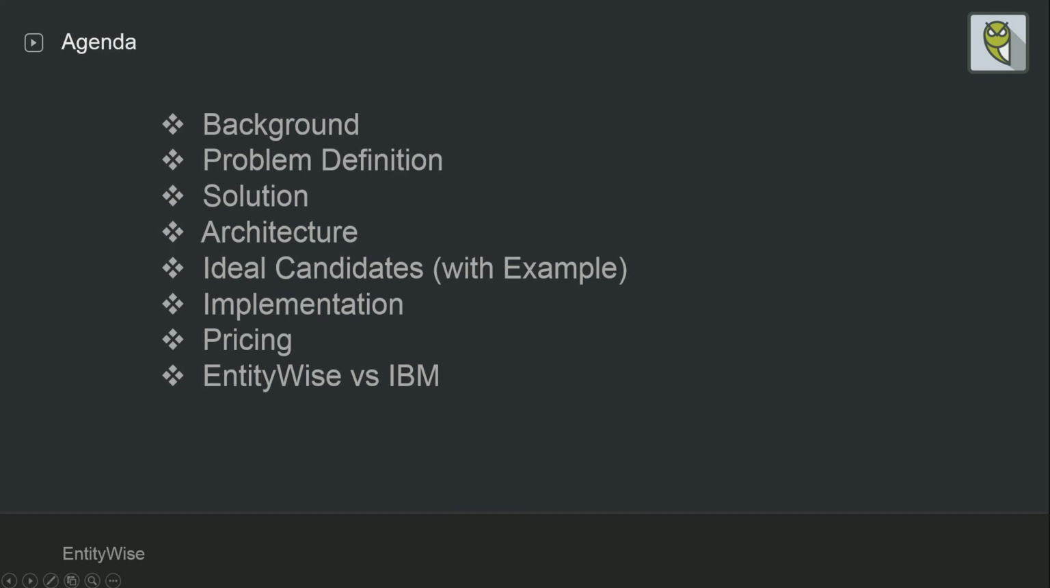Today I'm going to cover the following points around AI Steward. I'm going to start with a brief background of the company. I'm going to cover the problem definition and its pain points. I'm going to go into the solution and then how it's architected. I'm going to also discuss how we discovered what the ideal candidates are, also how we implement the solution, how it's priced, and I'll finally then compare the differences between AI Steward and the new 11.6 IBM MDM feature.